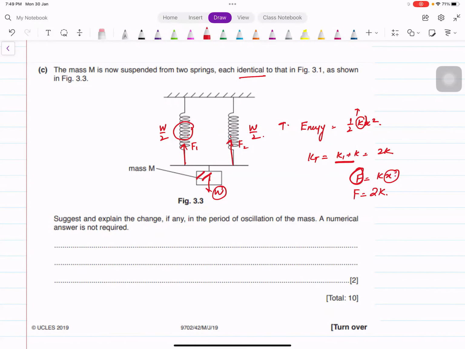Sir, but I'm saying that the extension will be less, right? Because if you add the mass to one spring, the extension will be more, but if it's spread across both the springs, it will be less. Yes, that's correct.